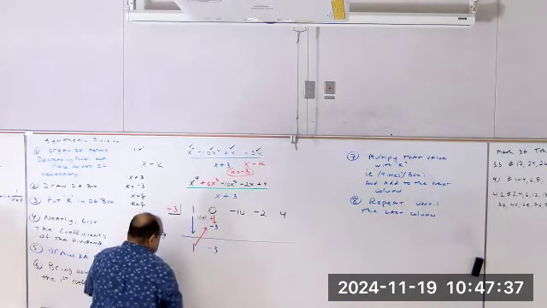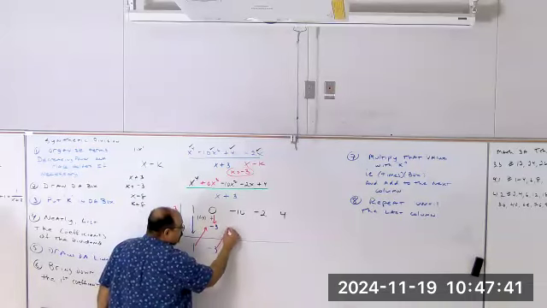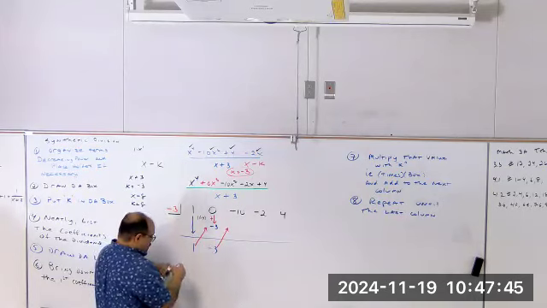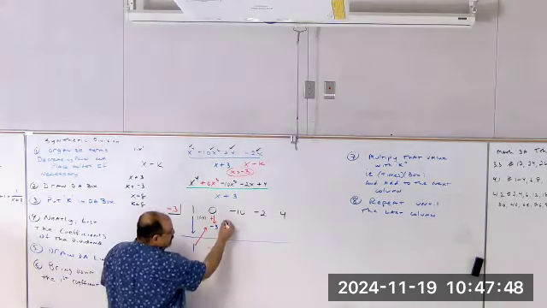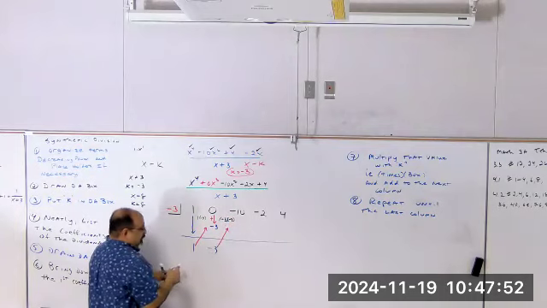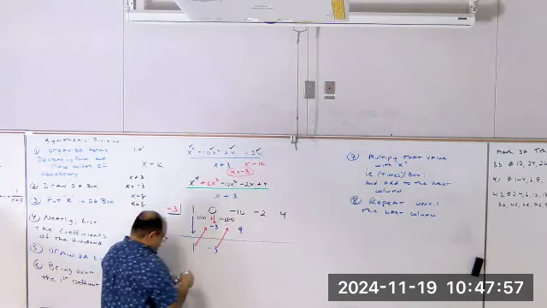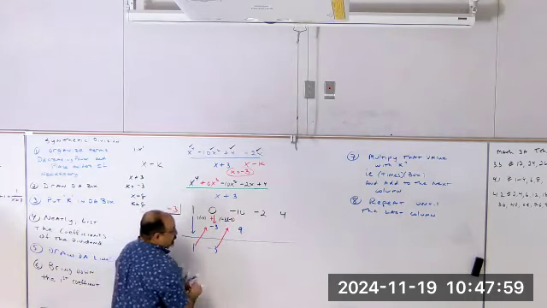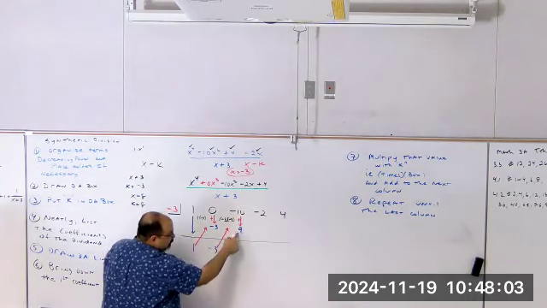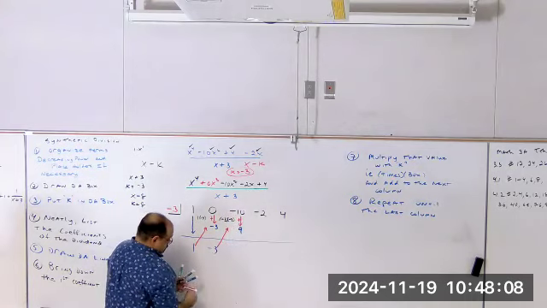And then we do it again. This number times the box. So this way, this -3 times that -3. -3 times -3 is +9. And then we're going to go straight down and you're going to add. -10 plus 9. -1.